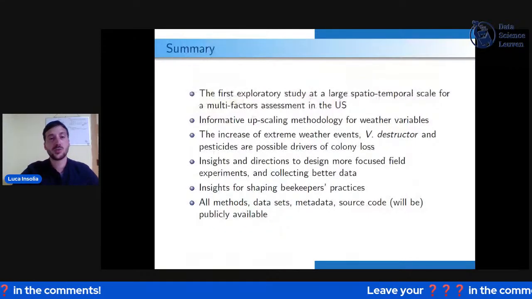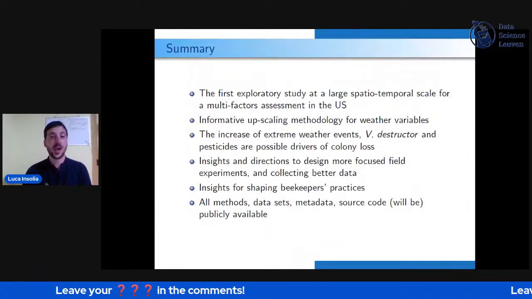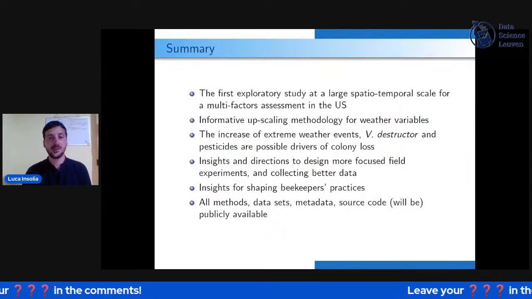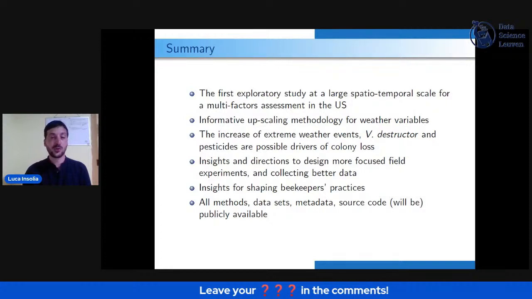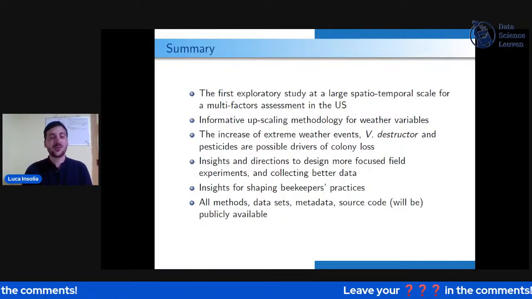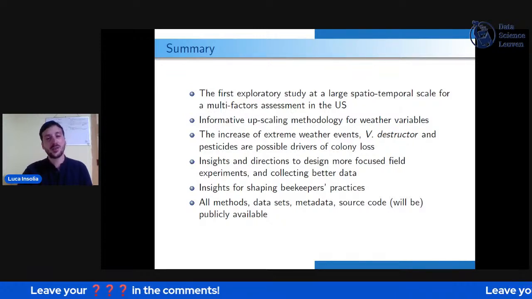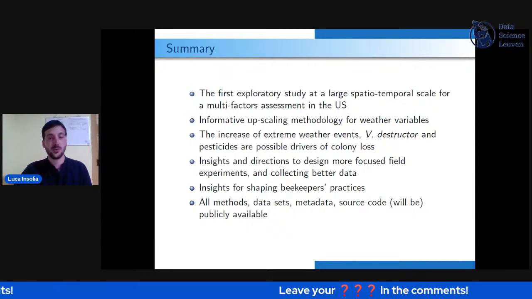So to conclude, I just want to remark that, to our knowledge at least, this is the first exploratory study that investigates honeybee colony loss in the United States at such a large spatiotemporal resolution, and also taking into account multiple factors at the same time. Finally, perhaps I should mention that a huge part of this project was devoted to the construction of the dataset, and soon our materials and methods will be publicly available for the community.